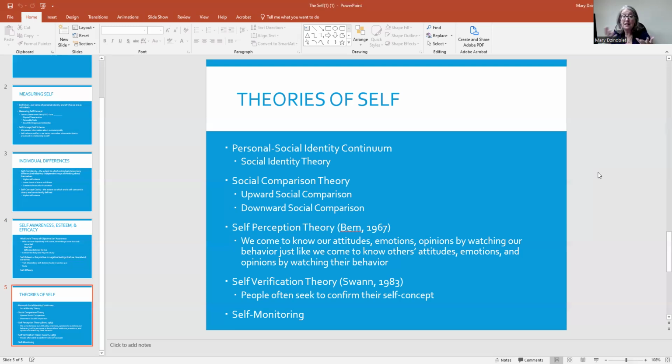Downward social comparison is, yes, when you compare yourself to people who are not as good as you, who have it worse off. So better is upward, worse is downward, okay? And the research is clear that there are self-esteem advantages to both upward and downward social comparison.